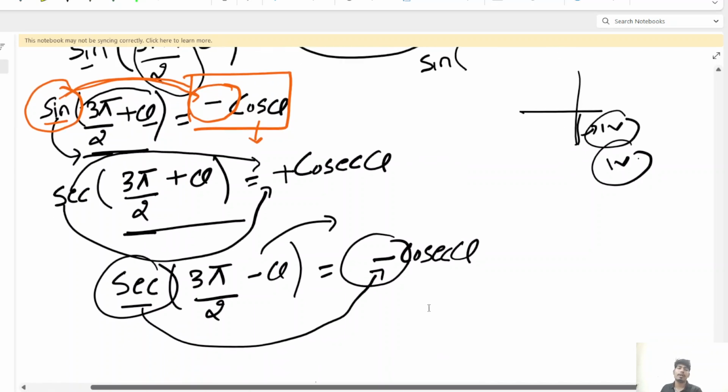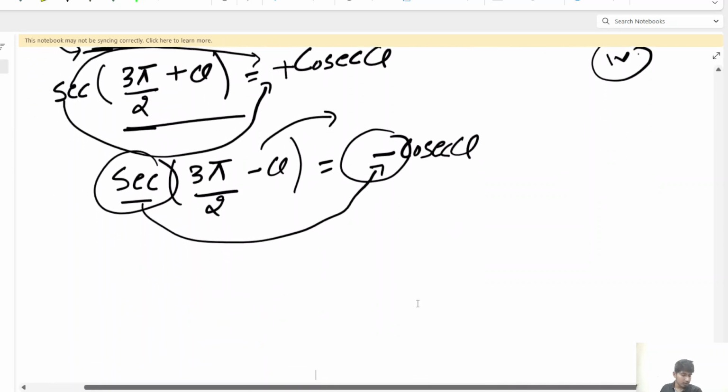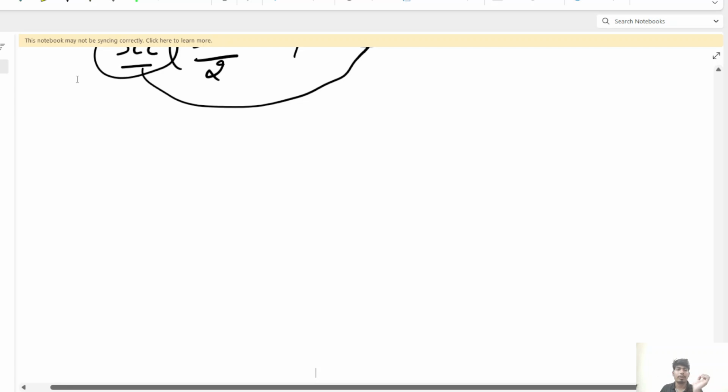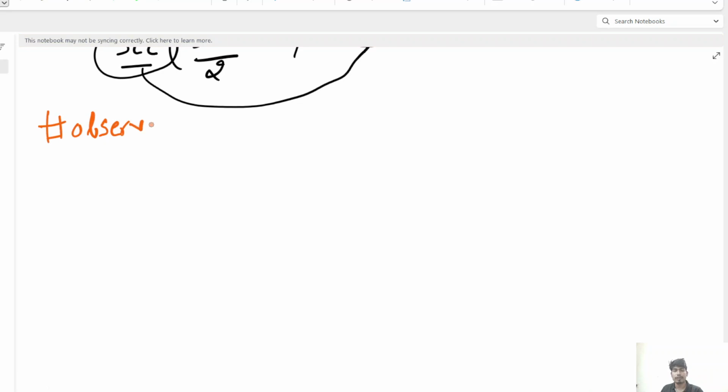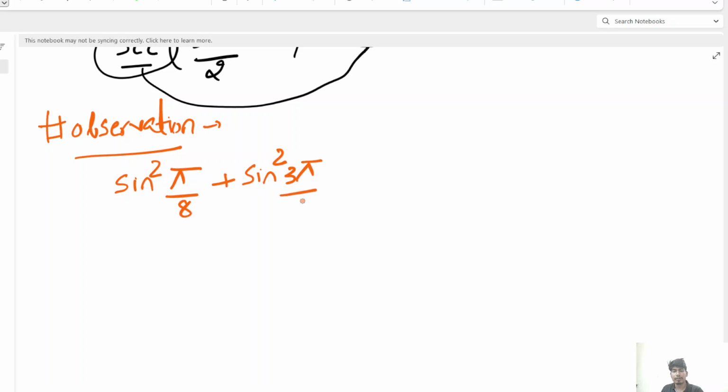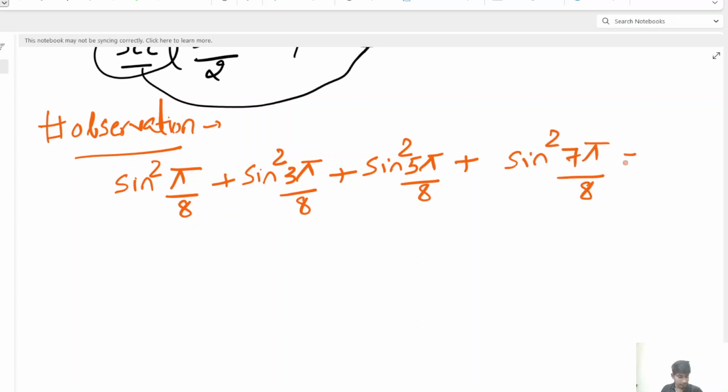So what is our next observation? I write the next observation, that is some sine square functions. The observation is sine square pi by 8 plus sine square 3 pi by 8 plus sine square 5 pi by 8 plus sine square 7 pi by 8. This value is 2. Why is this value 2? Let's do a small proof of this.